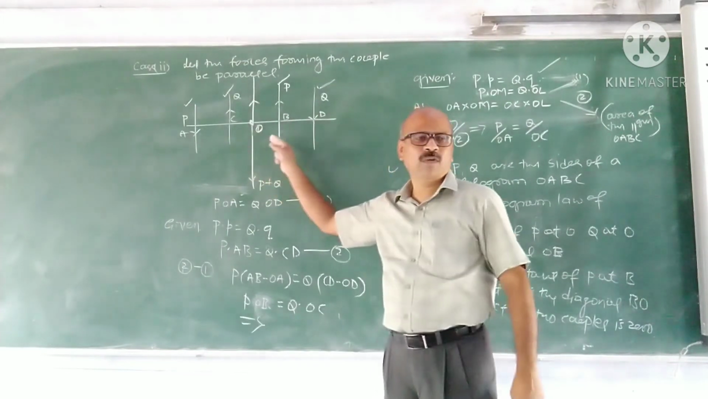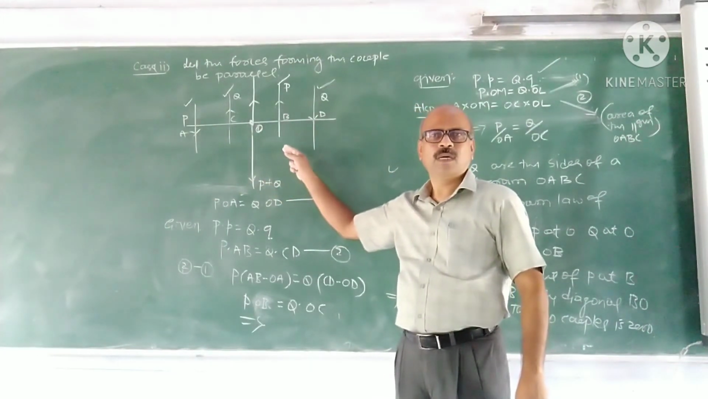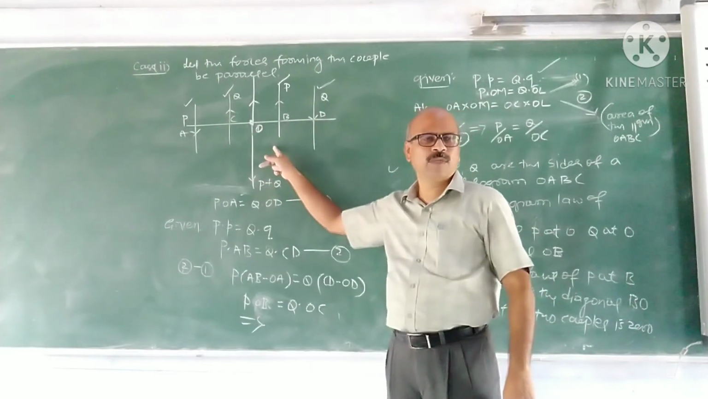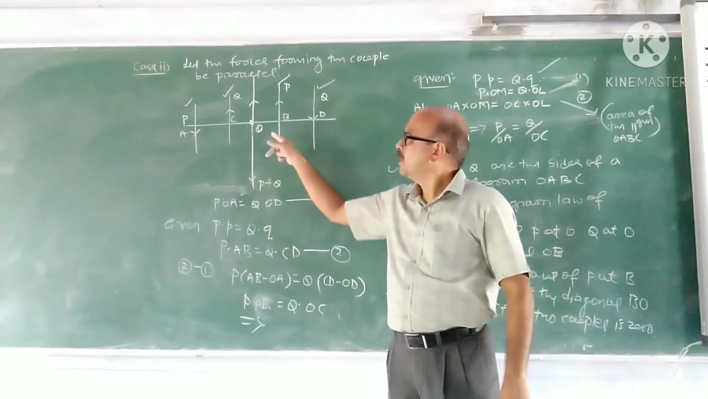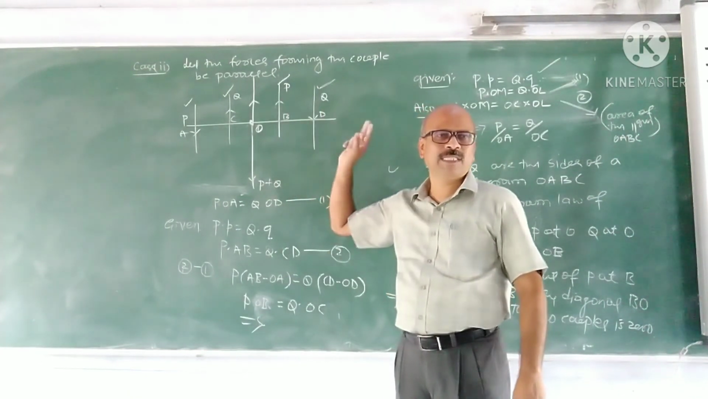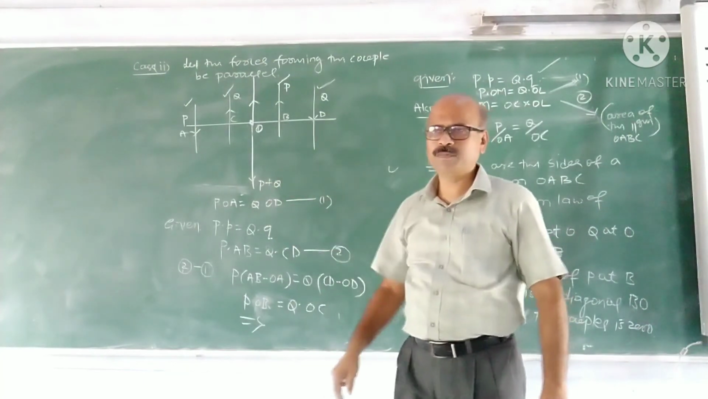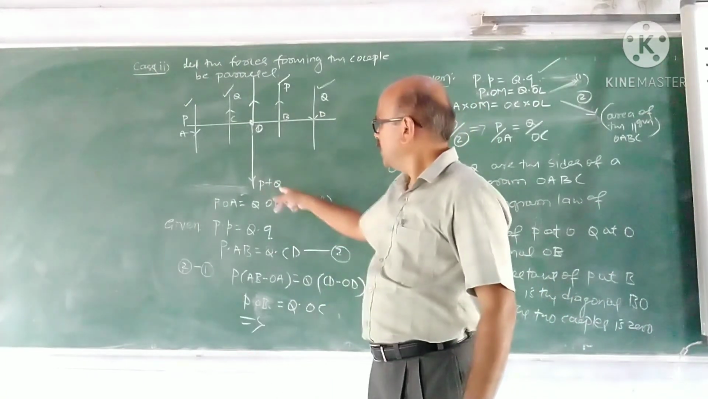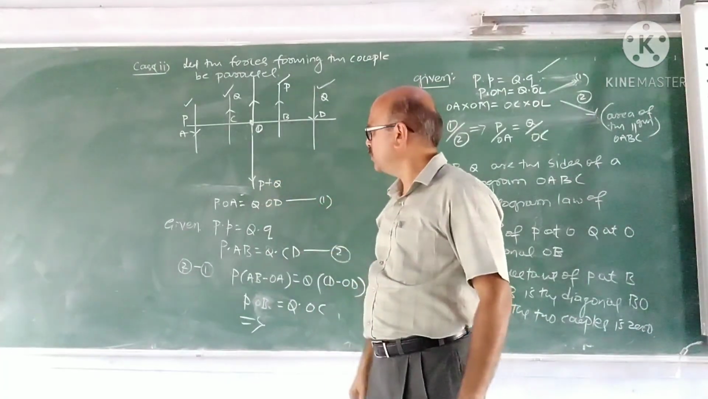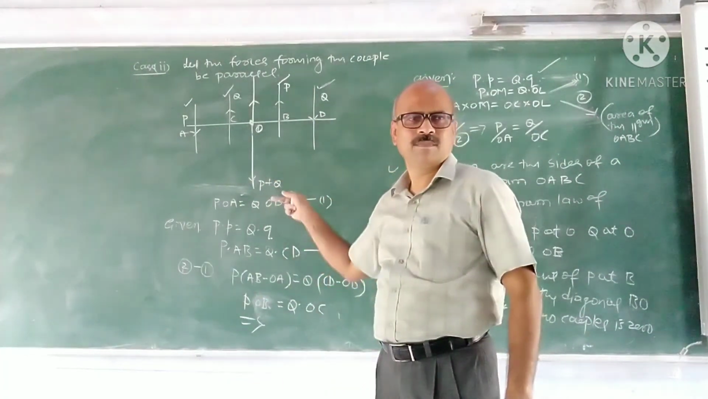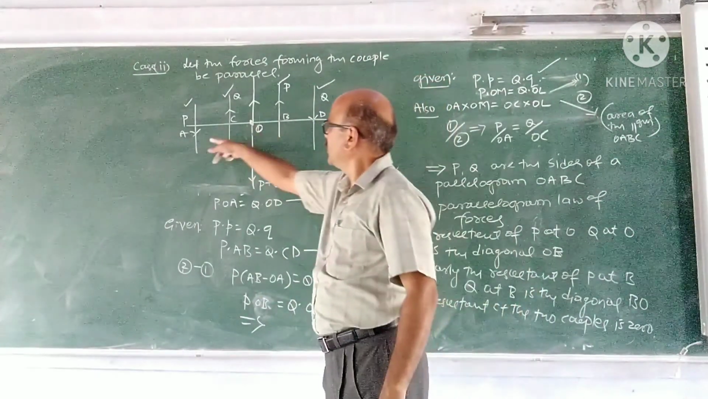Therefore, if the lines of action of the forces forming the two couples are parallel and they are acting in the opposite sense, then also they balance each other. This is the proof. Second one is like this. Prove. How do you understand this one? Now you write this. First you draw this.